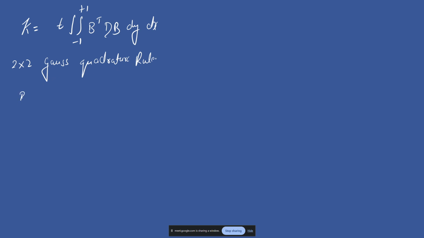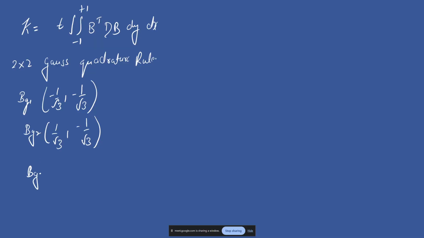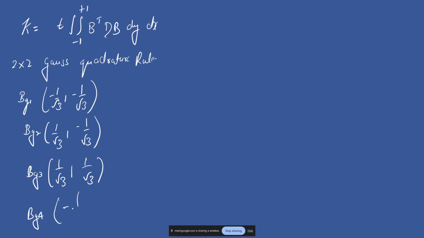The sampling points available with you, if you check, are: Gauss point 1 is -1 by root 3, -1 by root 3. Gauss point 2 is 1 by root 3, -1 by root 3. Gauss point 3 is given by 1 by root 3, 1 by root 3. Gauss point 4 is given by -1 by root 3, 1 by root 3. So these are your four sampling points.